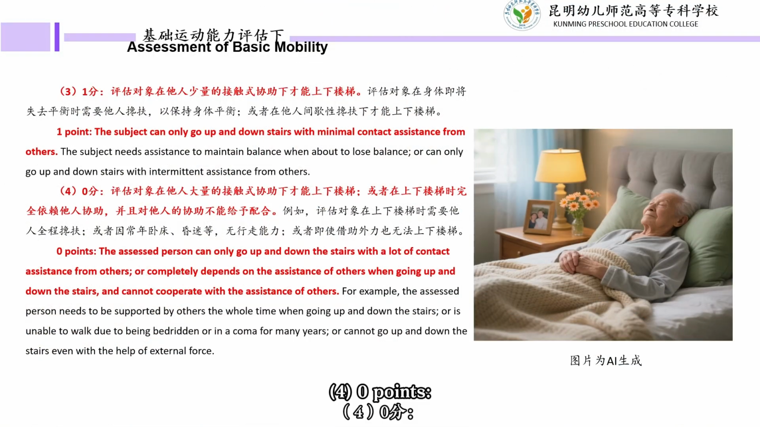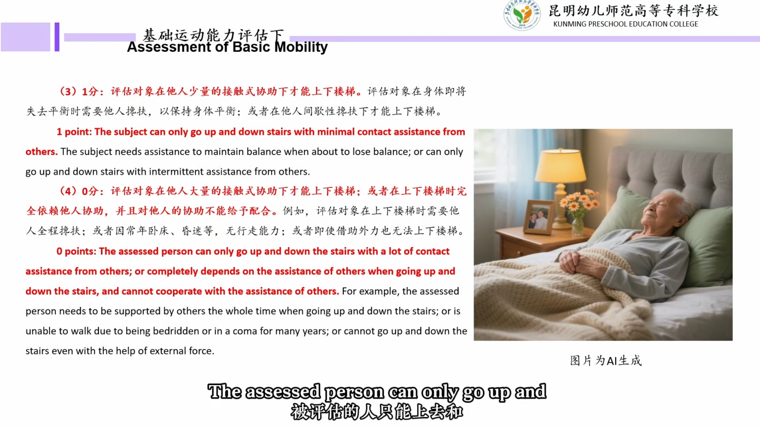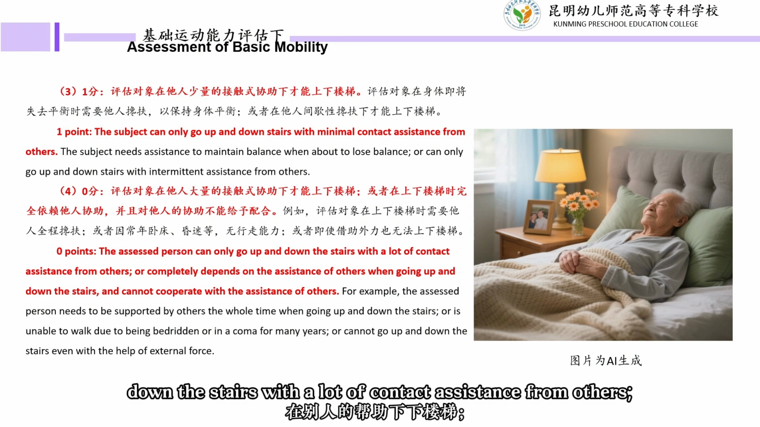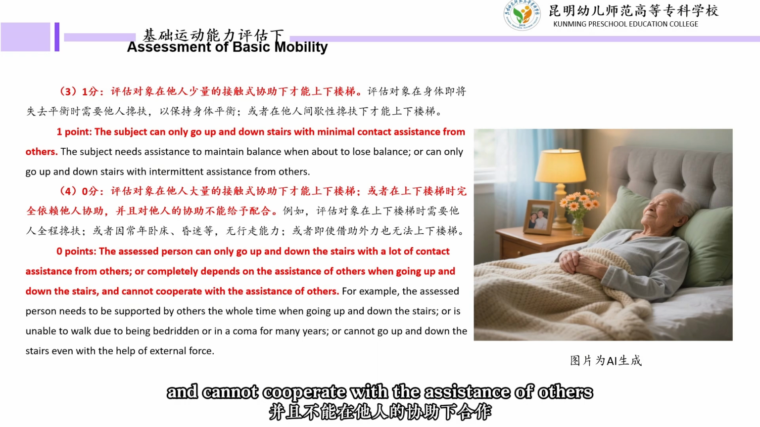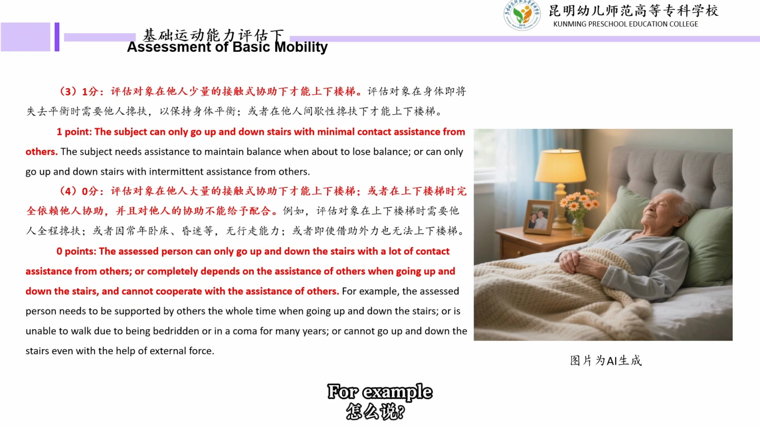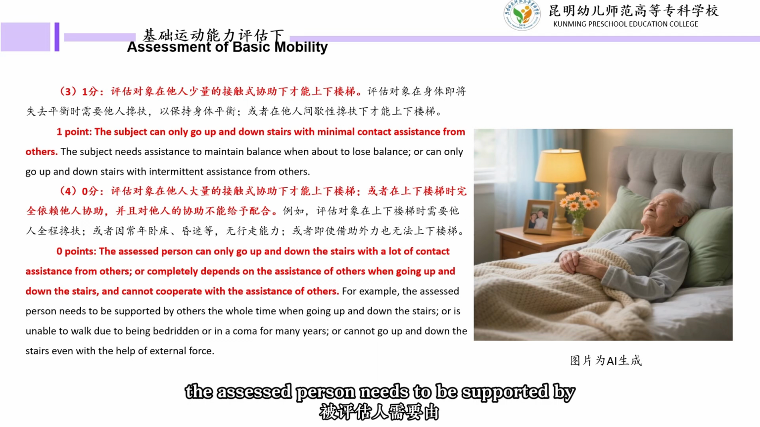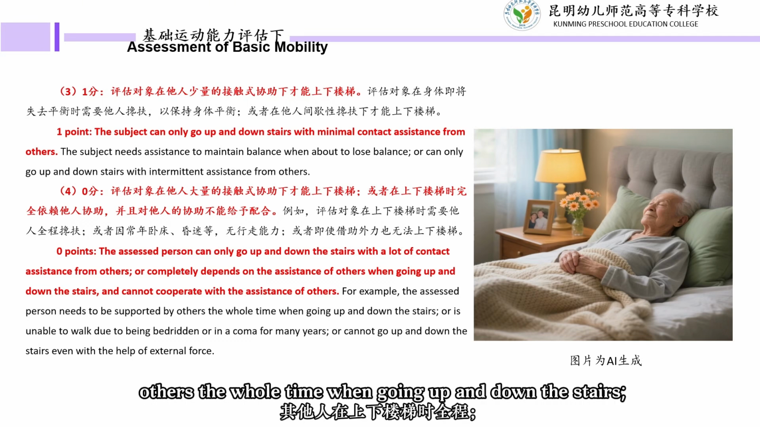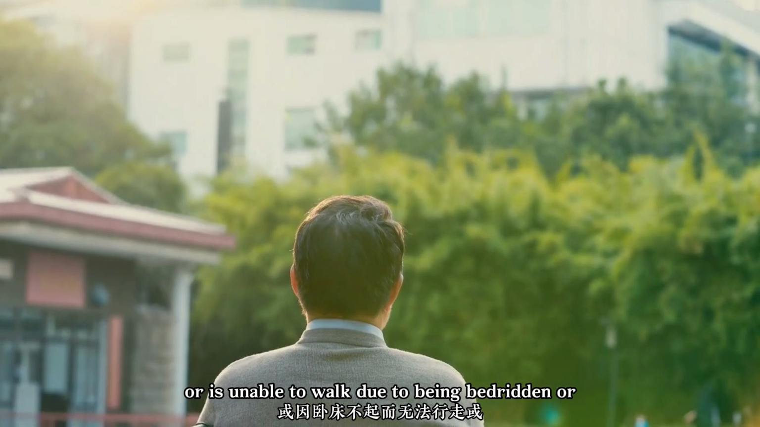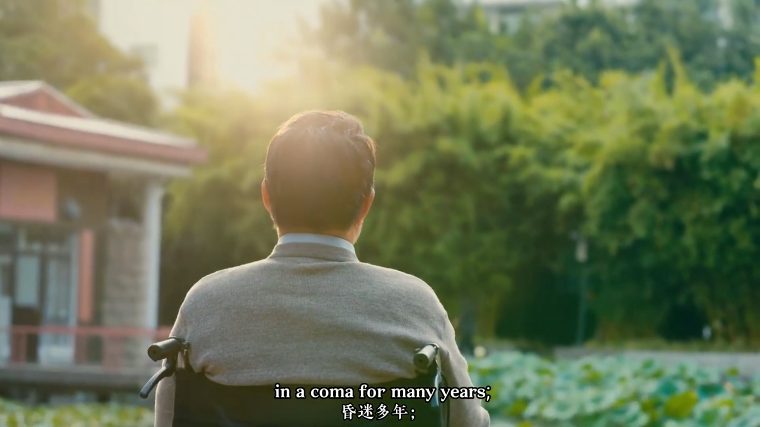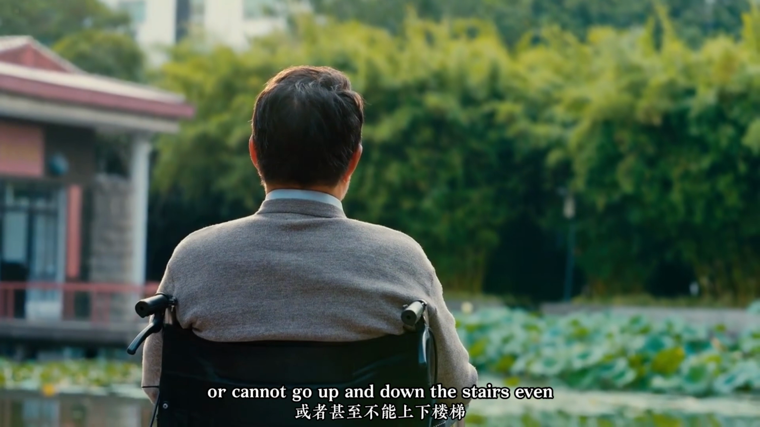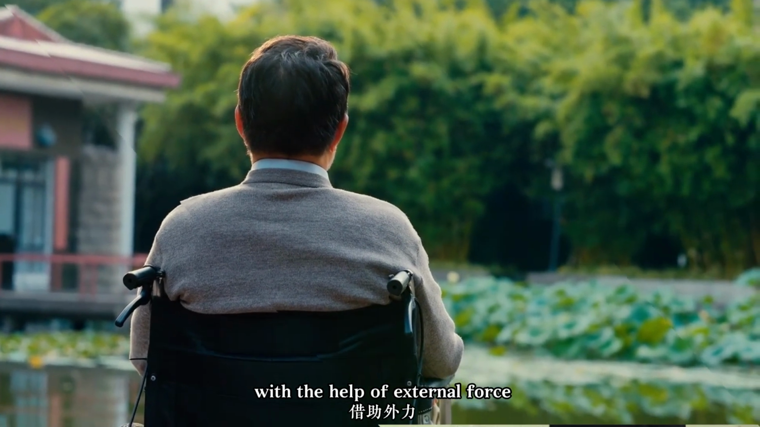4. 0 points. The assessed person can only go up and down the stairs with a lot of contact assistance from others, or completely depends on the assistance of others when going up and down the stairs and cannot cooperate with the assistance of others. For example, the assessed person needs to be supported by others the whole time when going up and down the stairs, or is unable to walk due to being bedridden or in a coma for many years, or cannot go up and down the stairs even with the help of external force.